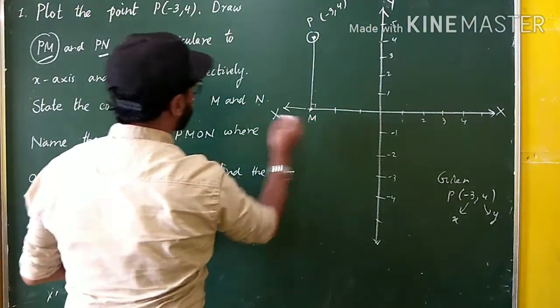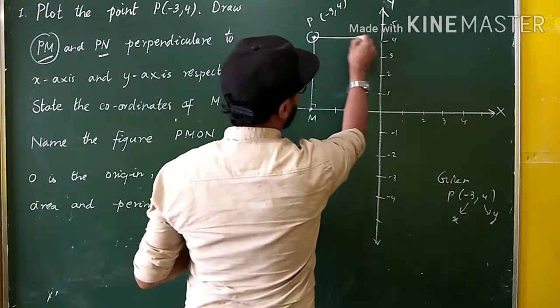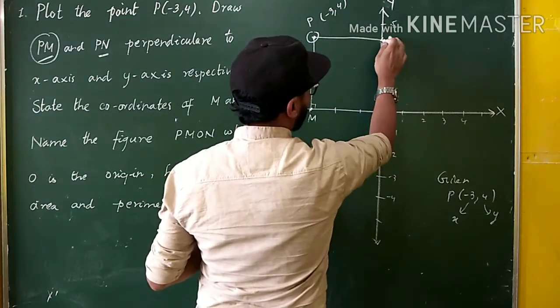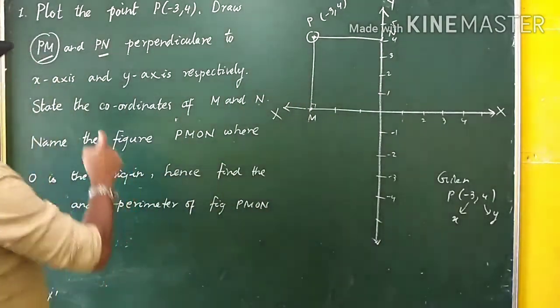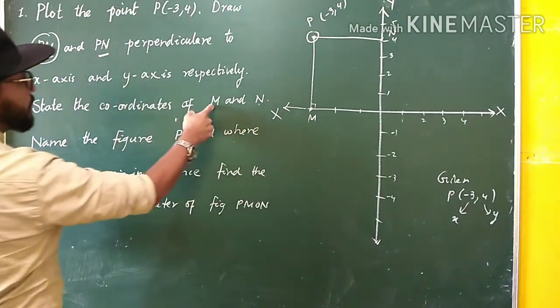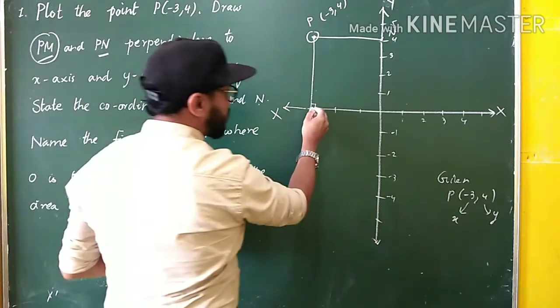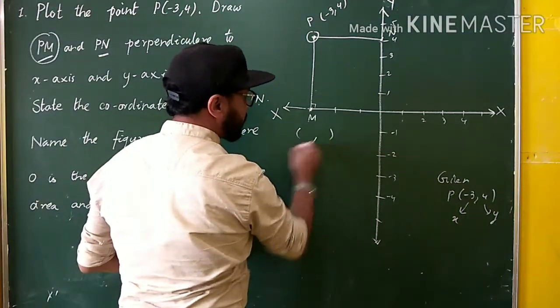So P, and we have to draw a perpendicular on the y-axis as well. Now this point is your N. Alright? Now state the coordinates of M and N. Now we have to write the coordinate of M. What will be the coordinate of M?